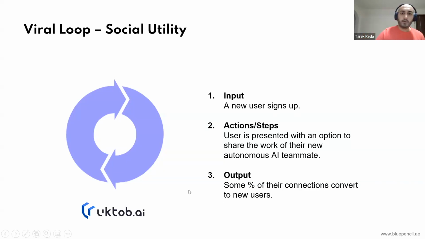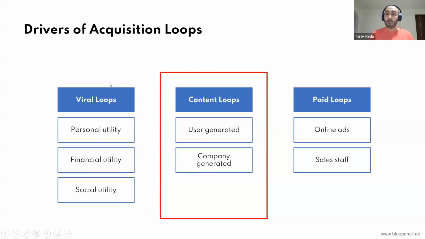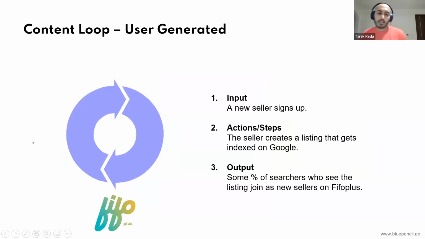Okay, so now we are done with the first set, viral loops: personal, financial, social. Let's move on to content loops. So now we're looking at two drivers, user-generated and company-generated. Let's take FIFA Plus as an example here. A new user signs up, a new seller signs up. The seller creates a listing that gets indexed on Google. A percentage of searchers who see the listing join as new sellers on FIFA Plus. Okay, this is a very straightforward classifieds type of loop.